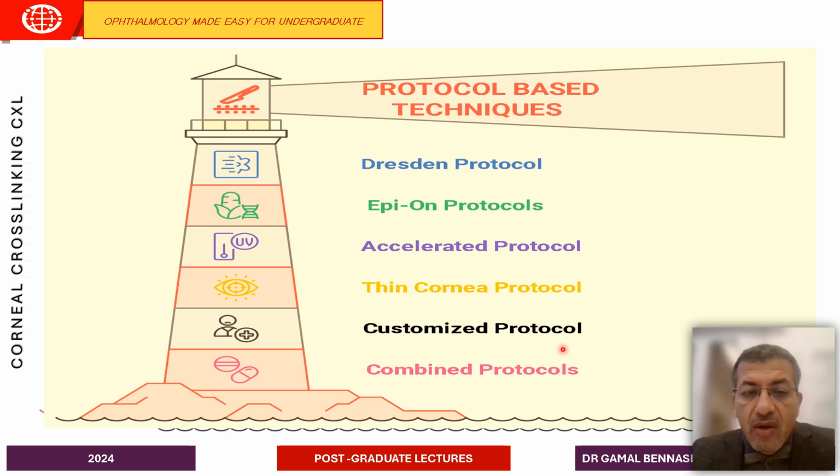This is also a recent innovation in which we apply the ultraviolet energy with different profiles: maximum energy over the apex of the cone, and less energy over the intact cornea or the peripheral part of the cornea. This is called customized protocols. Also, there are the combined protocols, in which we combine the cross-linking with other vision correction procedures like LASIK, known as extra LASIK, or extra SMILE, or extra PRK.